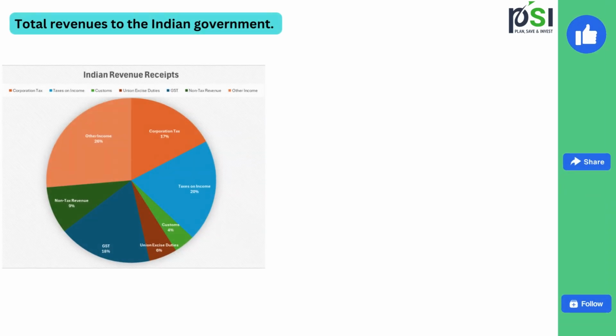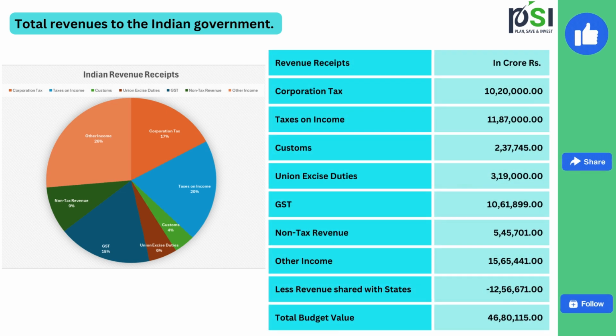First, let us understand the total revenues to the Indian government, from where these revenues are accumulated. If you see the tabular form, revenue receipts in crores. First, the corporate tax, which is approximately 10,20,000 crore and it's contributing 17% to the total revenue. Next, direct taxes on personal income. This is charged on the individuals. This is approximately 11,87,000 crore and it is contributing 20% of the total revenue.